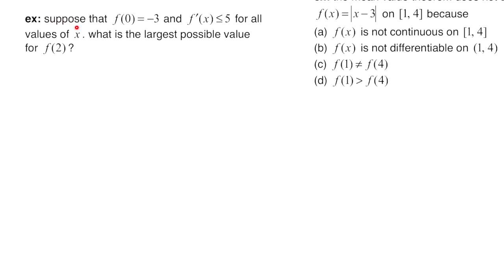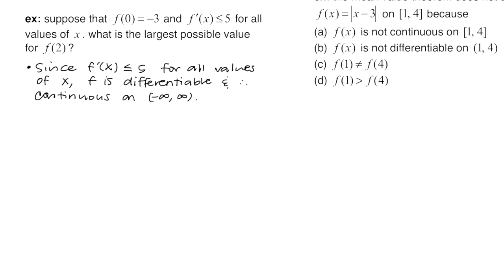This example says, suppose that f of 0 equals negative 3, and f prime of x is less than or equal to 5 for all values of x. What is the largest possible value for f of 2? Okay, so first, since f prime of x is less than or equal to 5 for all values of x, then we know that f is going to be differentiable and therefore continuous for all real numbers.